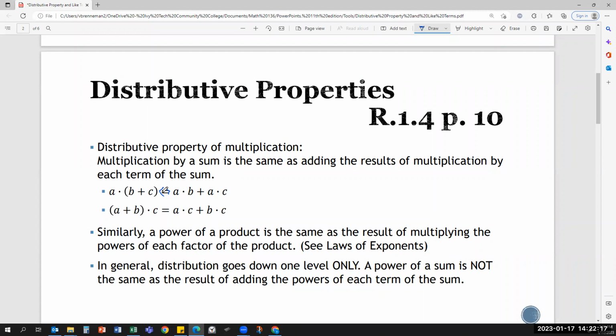This also works with exponents with multiplication and division. So the power of a product is the same as multiplying the power of each factor. You'll see that in the laws of exponents. Generally, distribution happens going down one level. It doesn't skip levels. So if you have a power of a sum, you can't just apply that power to each term of the sum. That's also under laws of exponents, as well as squaring binomials. But mostly what we're focusing on here is the distributive property of multiplication.